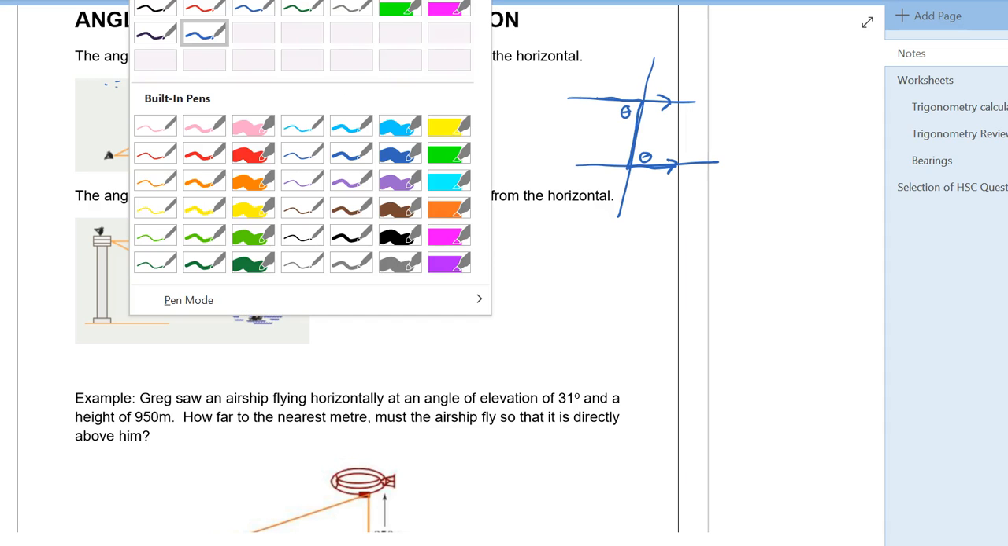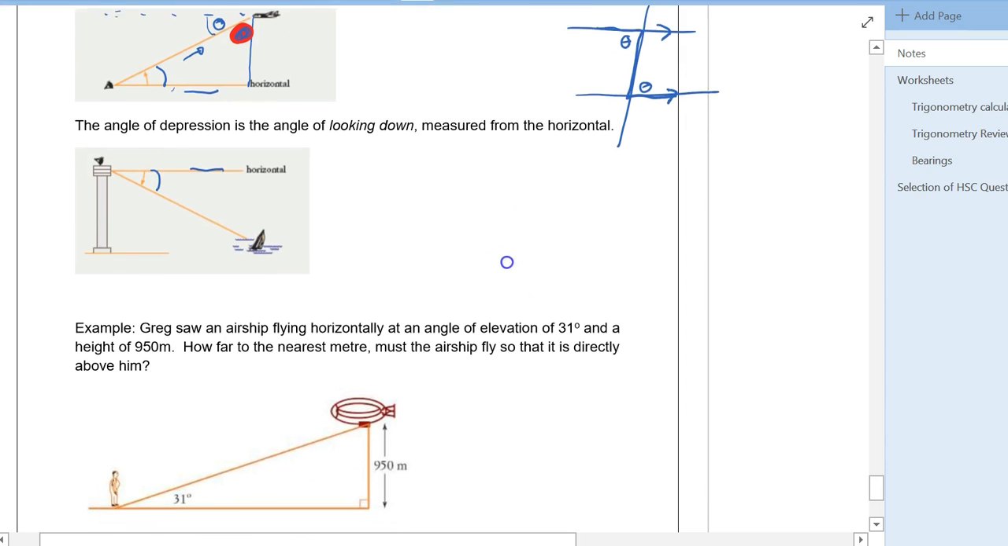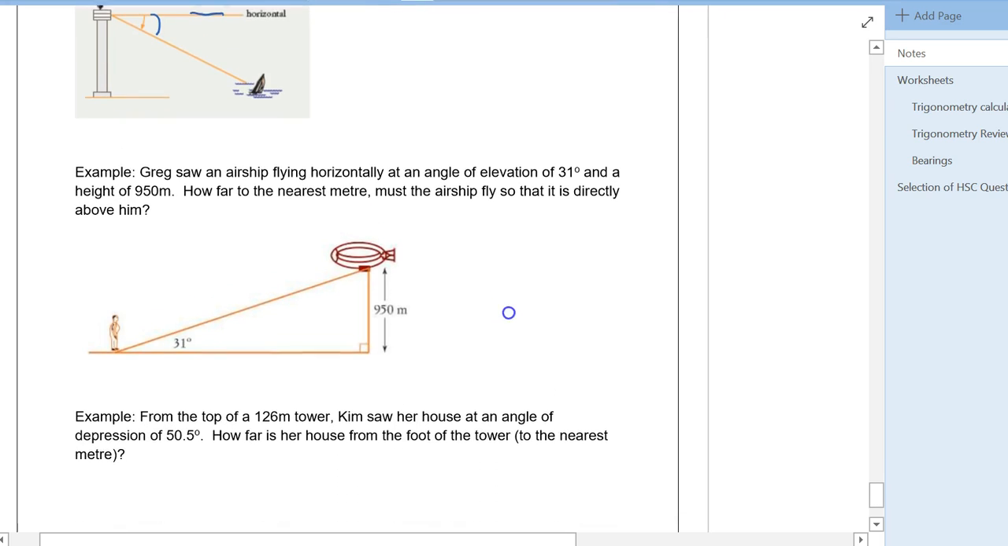The problem is when people put this angle here. So they complete their triangle and they say that angle there, that one's wrong. That one's going to give you the wrong answer. Okay, so just to recap, angle of elevation looking up, angle of depression looking down, all between the horizon. Okay, let's look at the example.